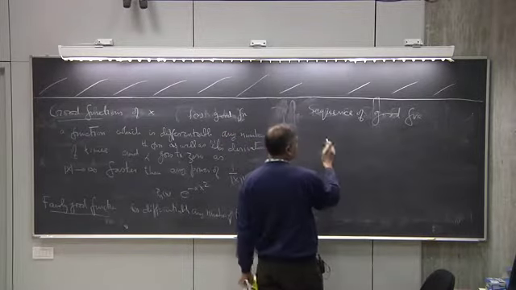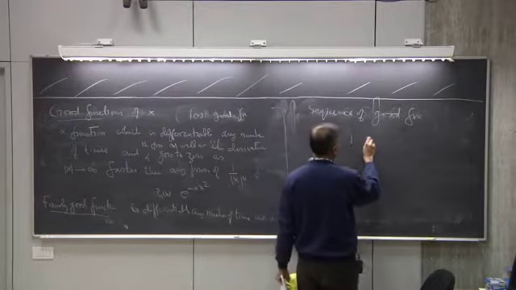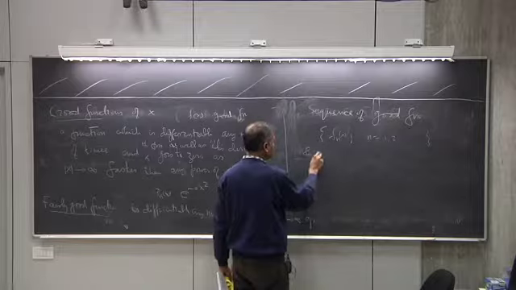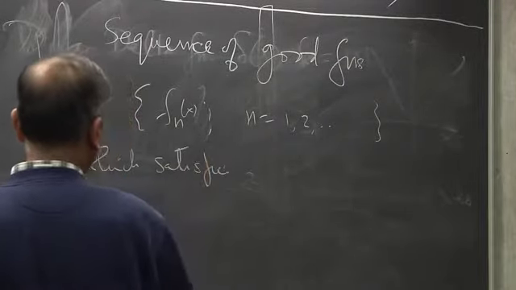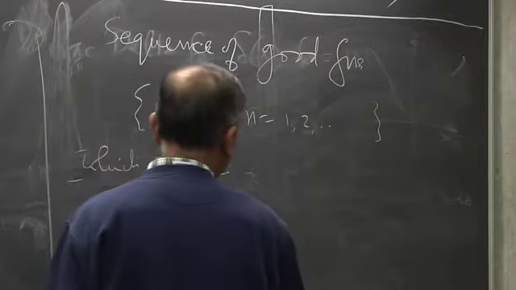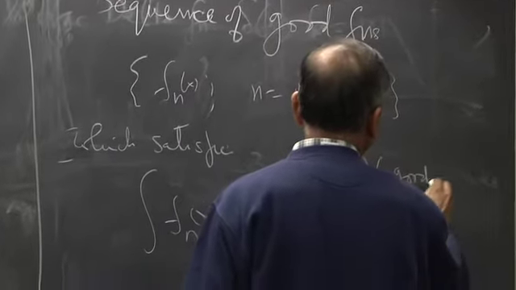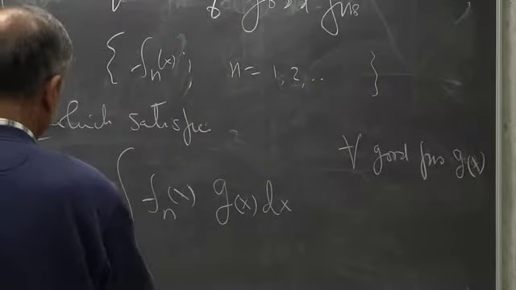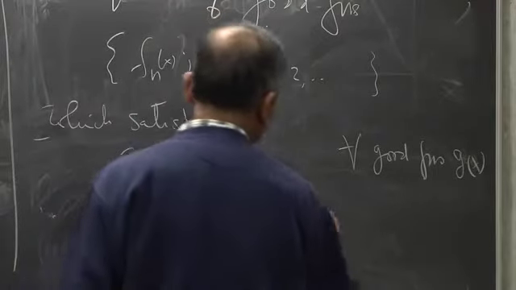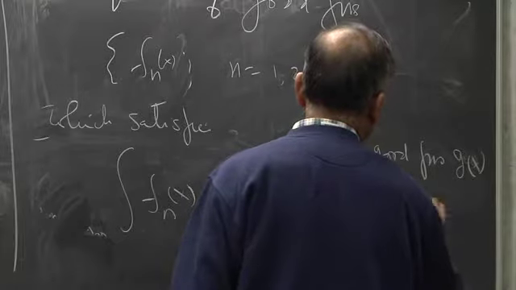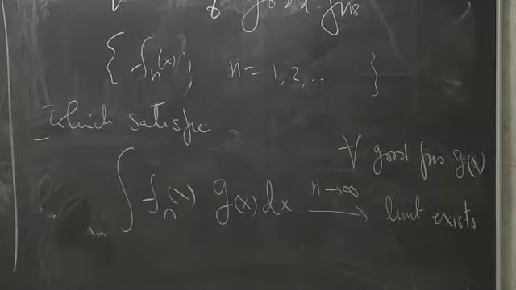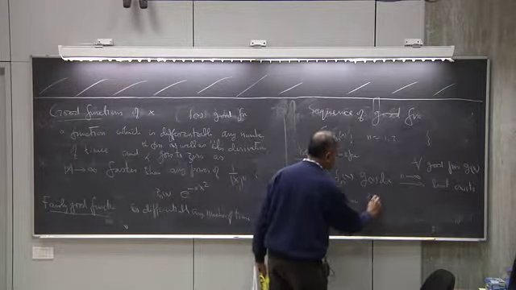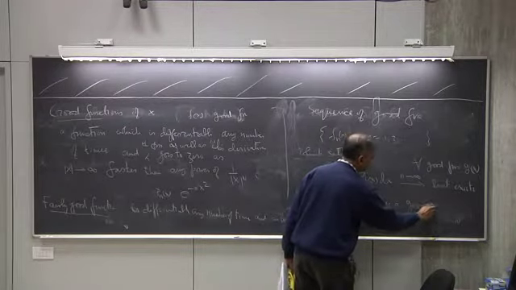Okay, so coming back here, consider a sequence of good functions f_n for n equal to 1, 2, etc., which satisfies the following property: if you take the integral of f_n(x) with any good function, so for all good functions g(x), if this integral has a limit as n goes to infinity, I mean the limit exists, then this sequence defines a generalized function. I mean, this is the definition of generalized function. Okay?